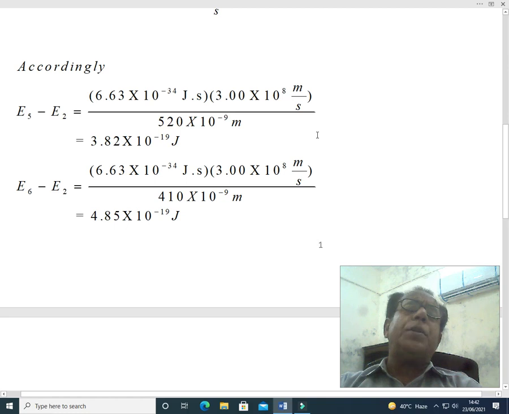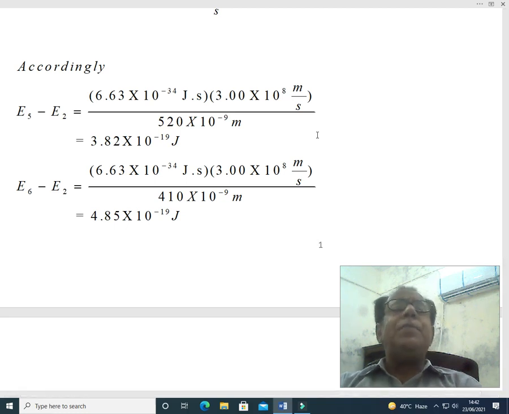Accordingly, according to this formula, first we come towards the first situation given in the problem, then we will come towards the second situation given in the problem. Then we will subtract these two equations so that E2 will be eliminated. E6 minus E2 minus E5 minus E2. In this case, E2 will be eliminated and we will find the expression for E6 minus E5.